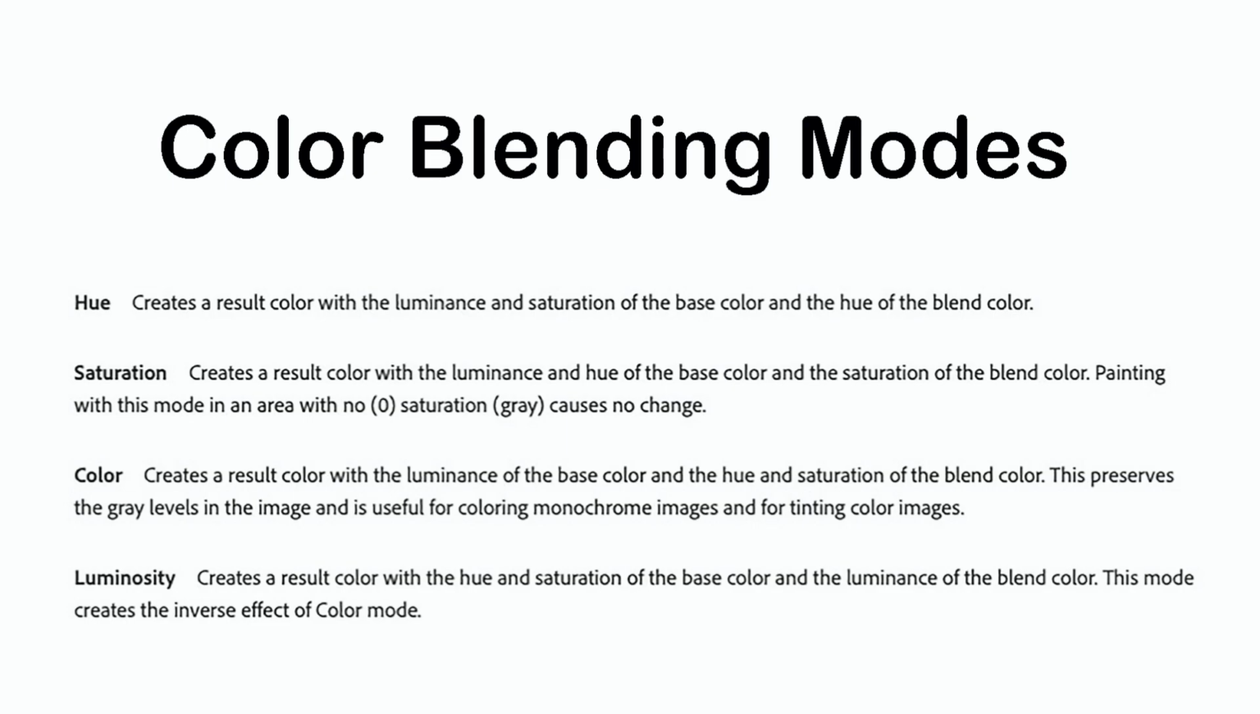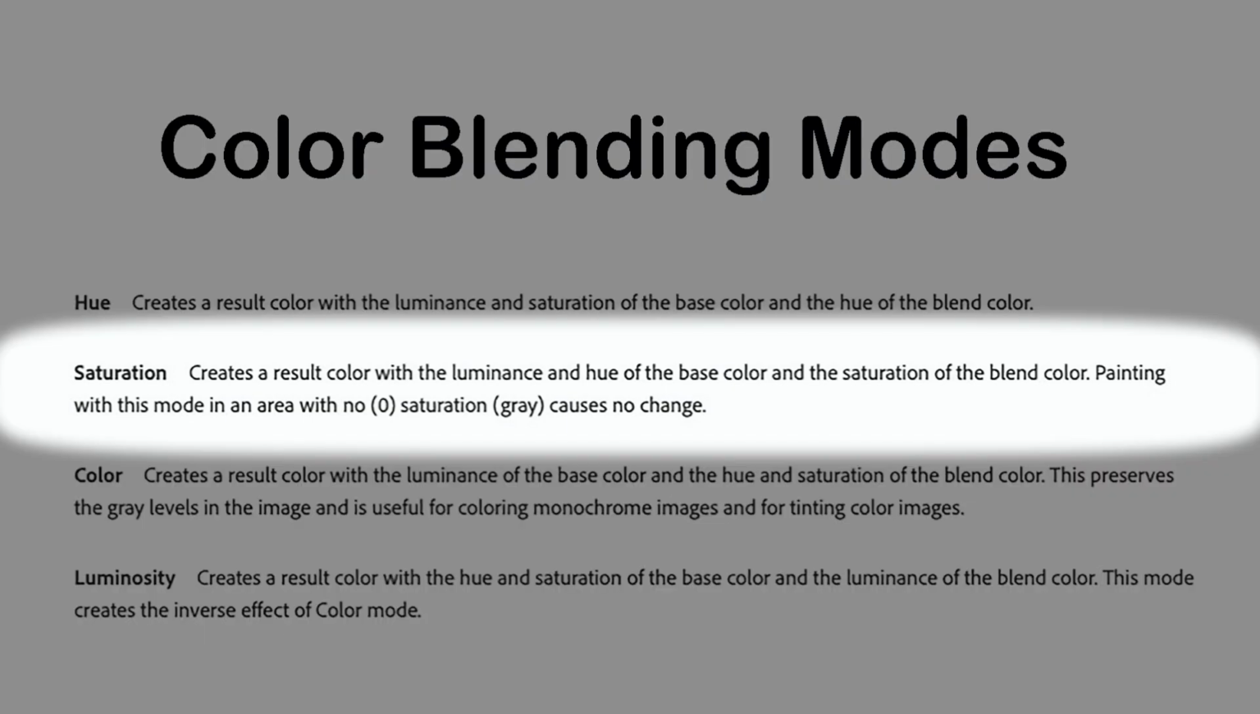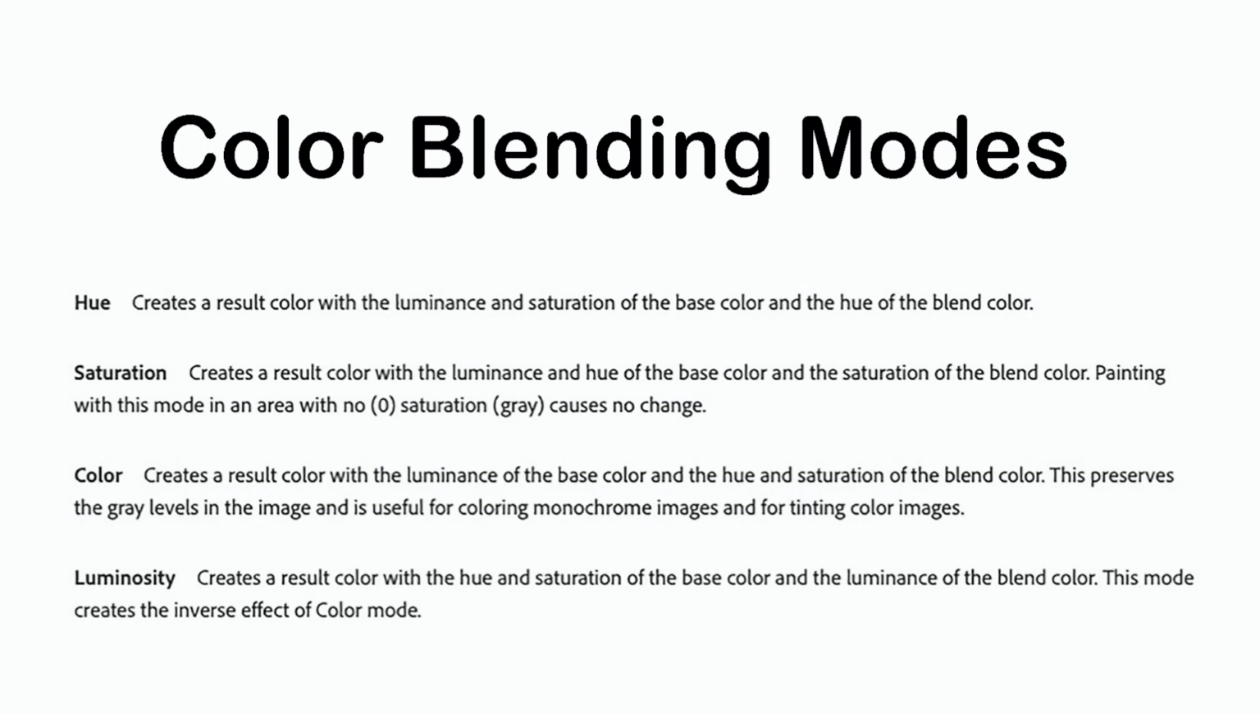Next thing that we have here, saturation, creates a result color with the luminance and hue of the base color and the saturation of the blend color. Painting with this mode in an area with no saturation, gray, causes no change. This is very similar to hue. It's just affecting the image a little bit different.